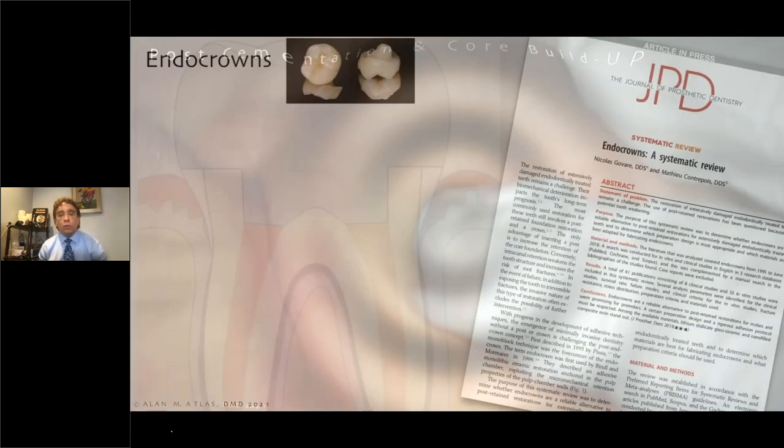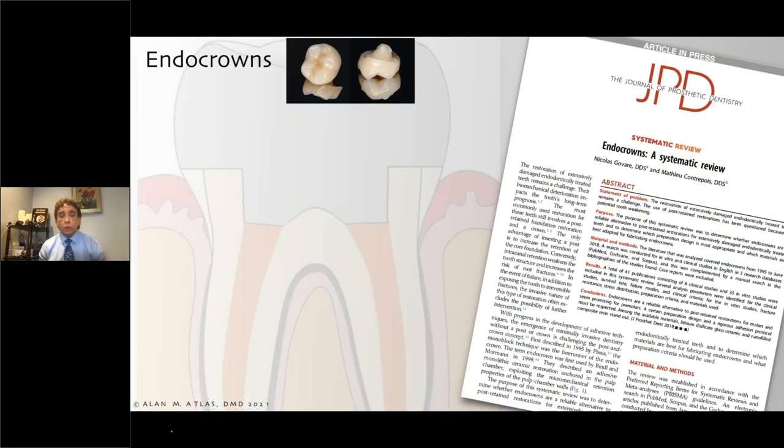So what about endocrowns? Big play on endocrowns. The question is, do we need endocrowns? Are they making a difference? I think if you have chairside milling in your office, no doubt it could be an advantage.